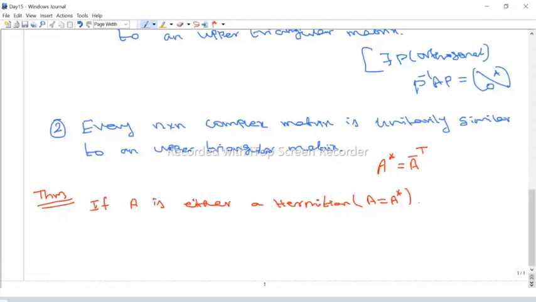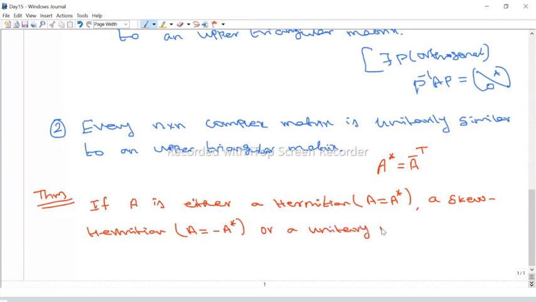Suppose A is either Hermitian or skew Hermitian. So skew Hermitian means what? A equals minus A star. Either A is Hermitian, or skew Hermitian, or a unitary matrix, then that matrix is diagonalizable. So all Hermitian matrices are diagonalizable, all skew Hermitian matrices are diagonalizable, all unitary matrices are diagonalizable. Not only diagonalizable, but unitarily diagonalizable.